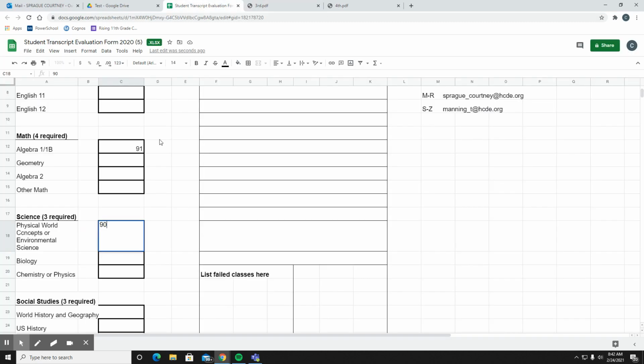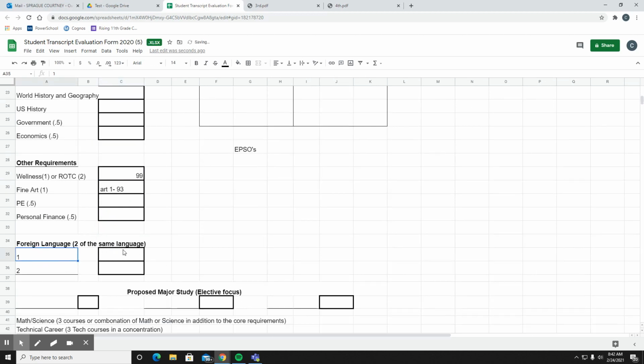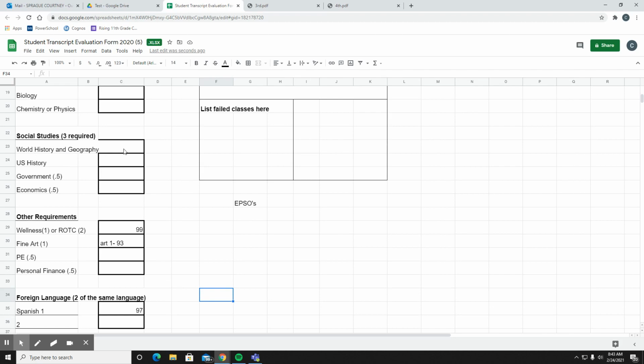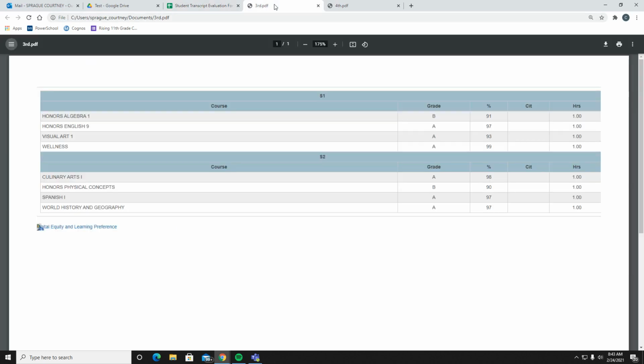Spanish 1, we got a 97. So that is foreign language, 2 of the same language. So we're going to go ahead and assume the student took Spanish 2, and then that grade was a 97. Last thing for 9th grade year was world history and geography, and the student got a 97. So go up to world history and geography, 97. If it just says world history, that's okay. And if it says SDC pilot world history, that is the same class. So that's a 97. So then you're going to go to the next tab over.